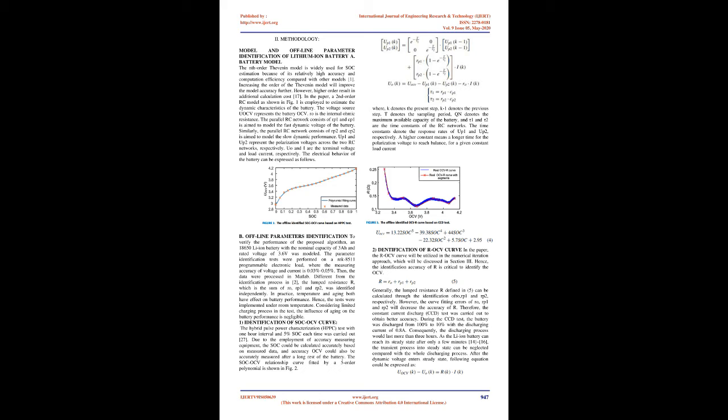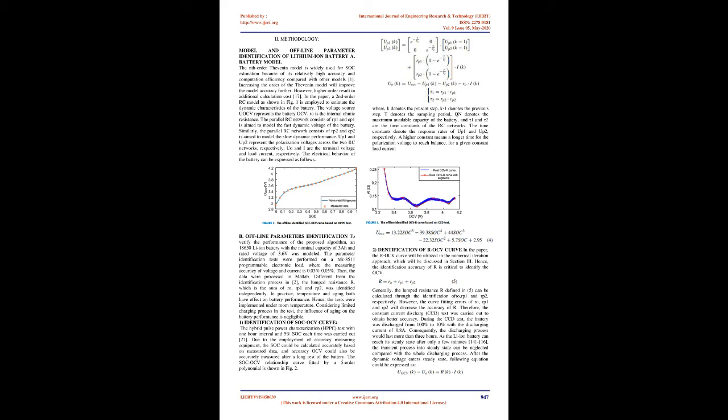A. Battery model. The nth-order Thevenin model is widely used for SOC estimation because of its relatively high accuracy and computation efficiency compared with other models. Increasing the order of the Thevenin model will improve the model accuracy further. However, higher order results in additional calculation cost. In the paper, a second-order RC model as shown in Fig. 1 is employed to estimate the dynamic characteristics of the battery.